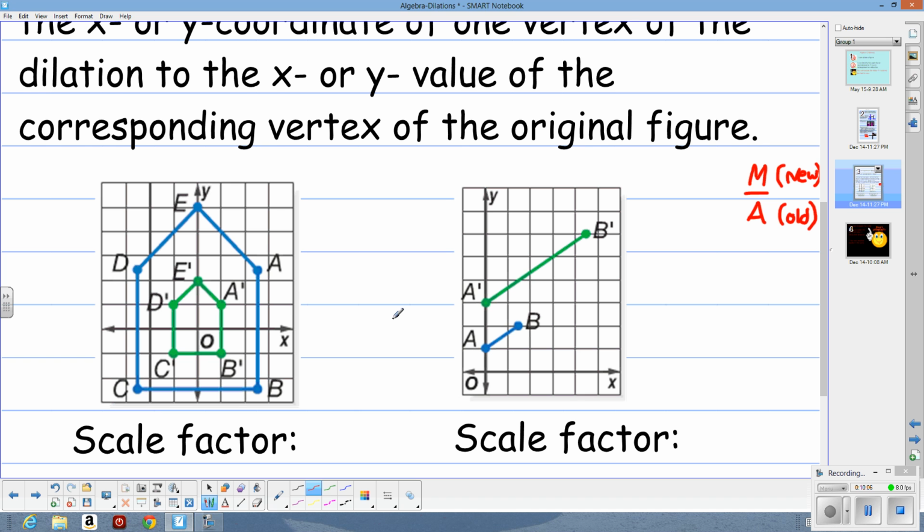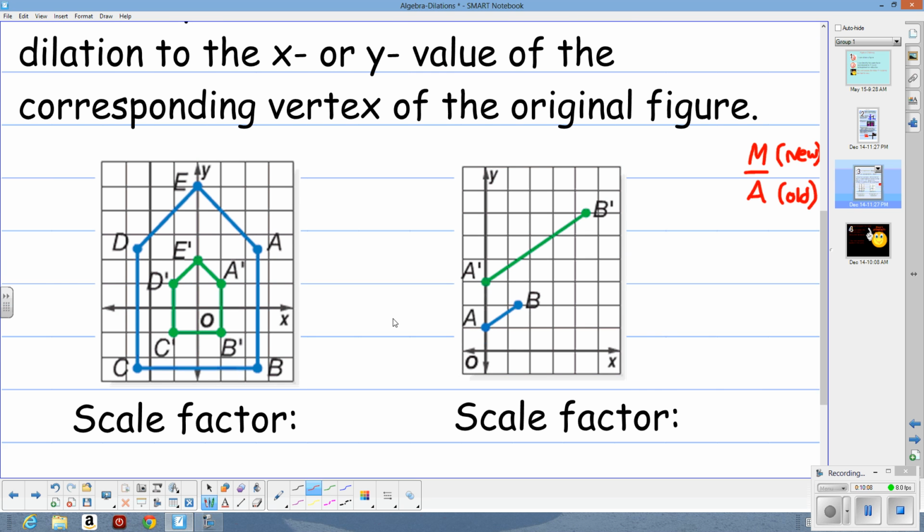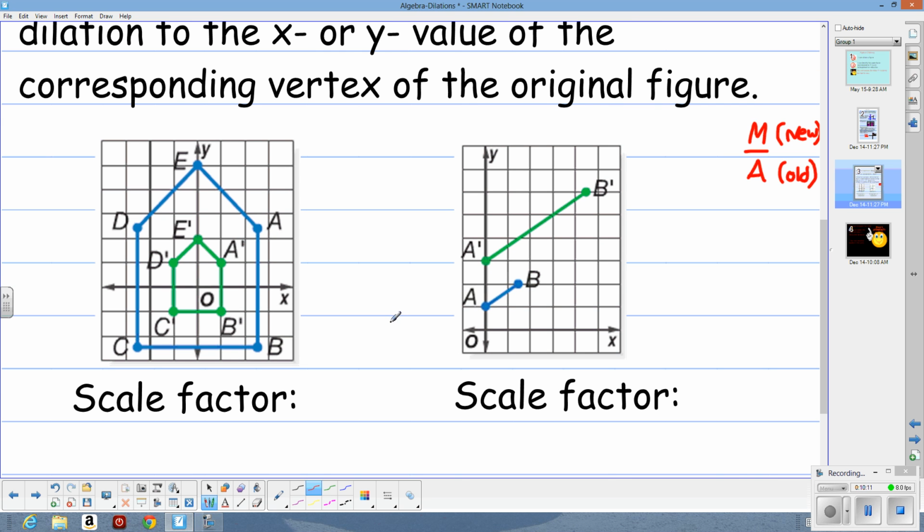So we're going to take a point such as, let's look at, how about E and E prime? Let's look at these 2 points right here. If I want to compare either the x or y values, I wouldn't want to compare the x values of these 2 points because they're exactly the same. So I'm going to compare the y values of these 2 points, and I'm going to compare the new one to the old one, or the model to the actual.